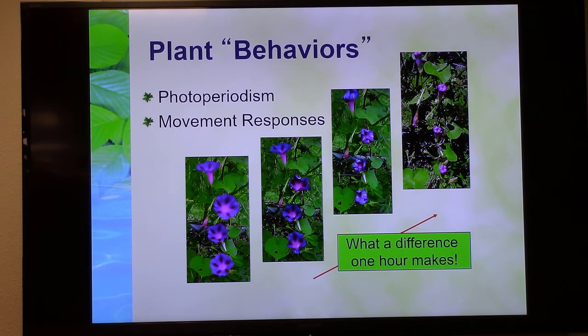And that is triggered by light. That's triggered by the amount of light. So on a shady day, morning glories stay open for a lot longer than they do on a bright sunny day. That's photoperiodism.